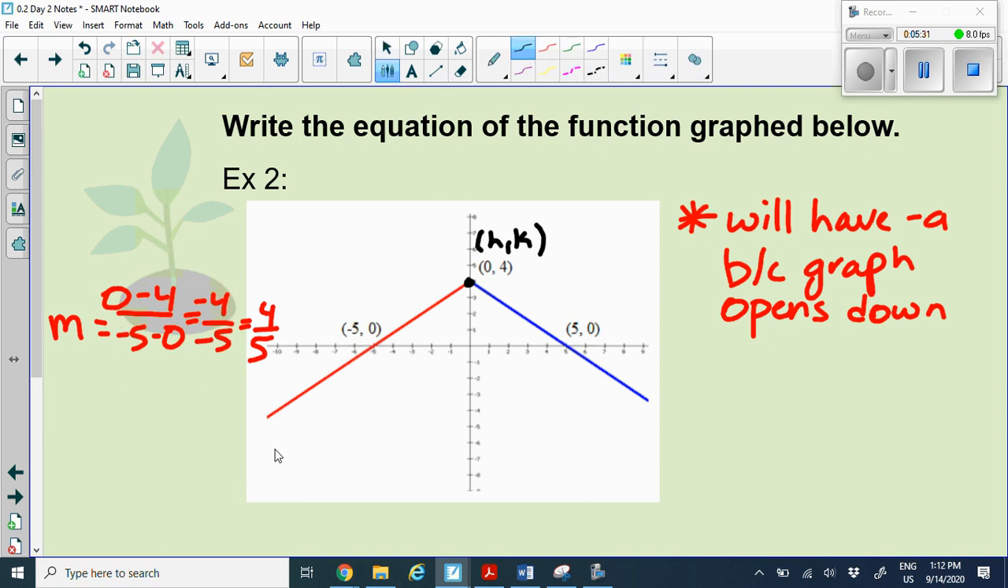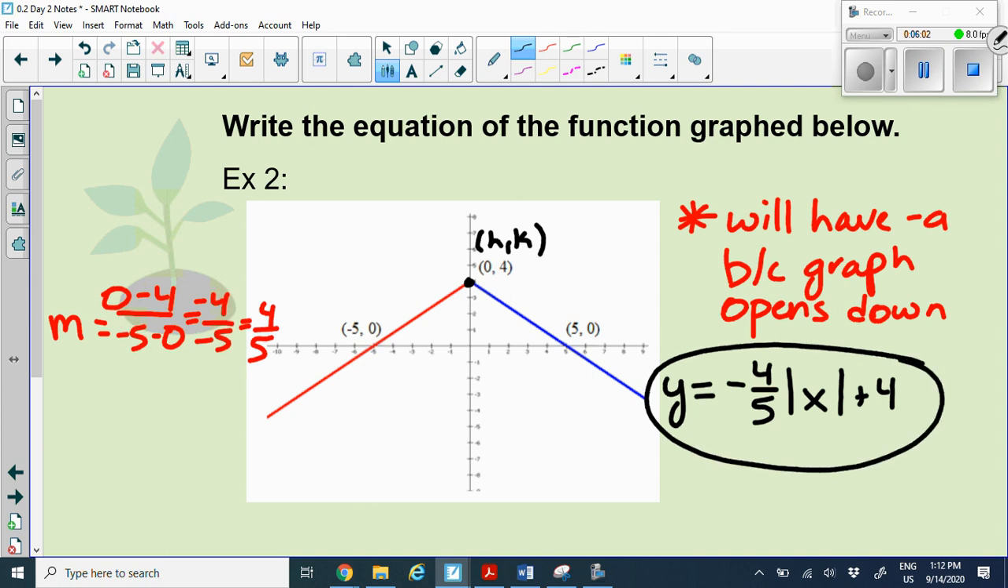Okay, so now let's write our equation. Do not forget y equals, always important. So we have a negative because the graph opens down. Our number value for the slope is 4/5. We do absolute value of x. Now notice our h is 0. You can put -0 or +0, but it's just easier to put the absolute value because we can automatically assume that means the h value is 0. And then for the k, we should have +4, because remember, k is exactly as received. So this should be our final answer.